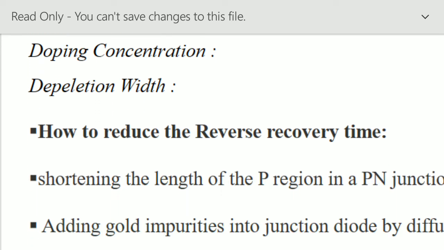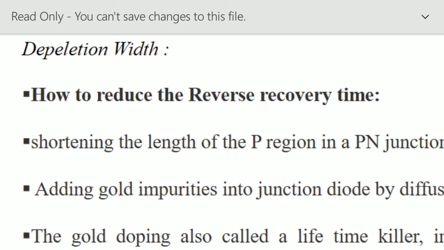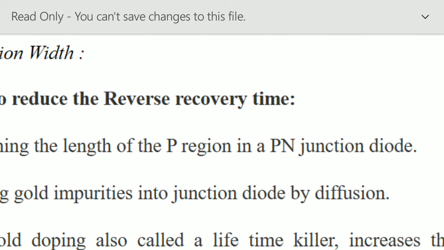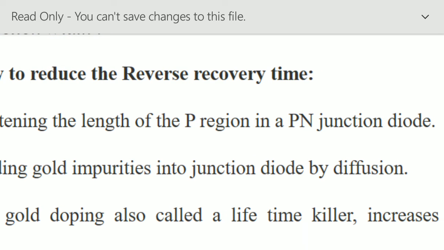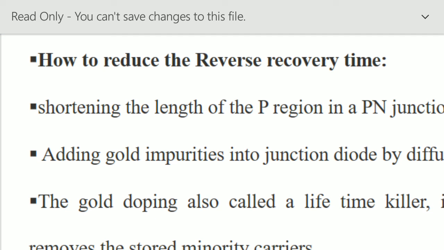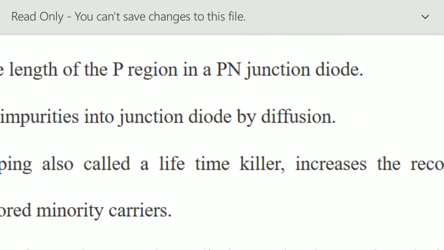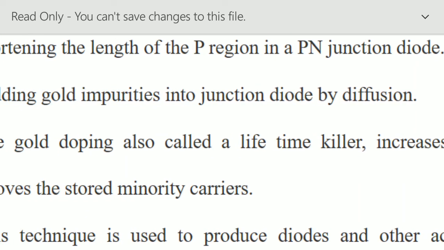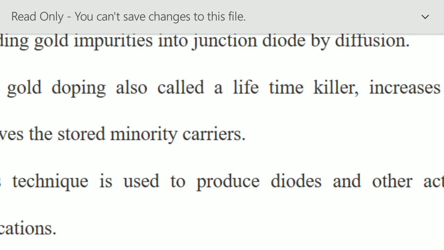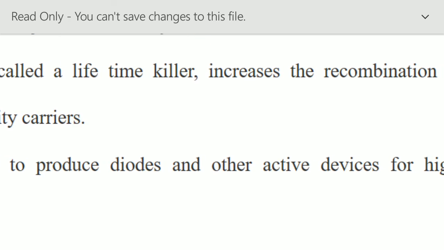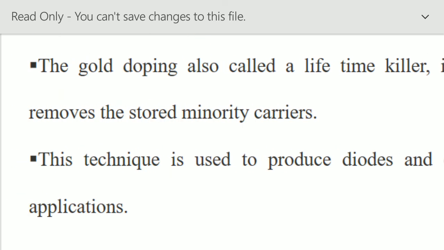Now one important concept: how to reduce the reverse recovery time, which we have already discussed. It can be reduced by shortening the length of the P region in the PN junction diode and by adding gold impurities into the diode by diffusion. Gold doping, also called the lifetime killer, increases the recombination and removes the stored minority carriers. This technique is used to produce diodes and other active devices for high speed applications.